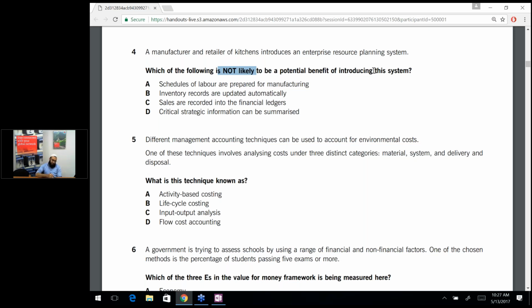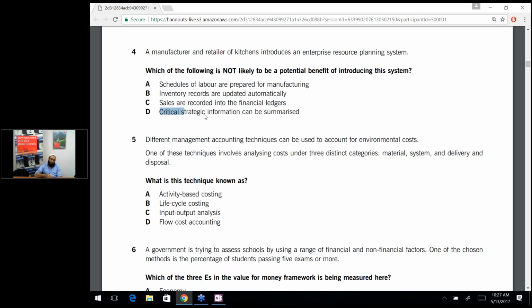Now, the first option, schedules of labor are prepared for manufacturing. Yes, ERPs are used for preparing the schedule of labor for manufacturing. It is all a computerized system, so this is a benefit of ERP. Inventory records are updated automatically. Yes, once your product is sold from any department and the system is updated, it will have an impact on all the areas. The inventory records will automatically be updated. Sales are recorded into financial ledgers. Yes, it's a simple thing.